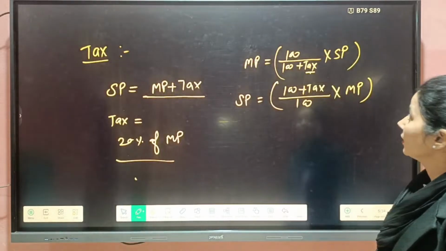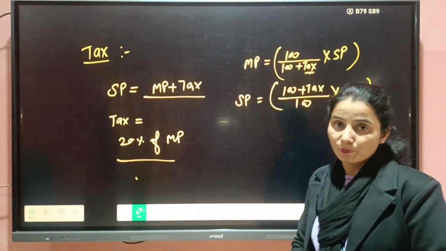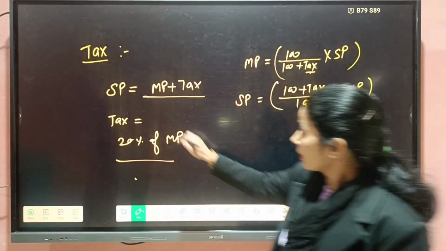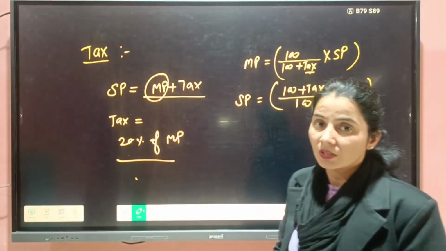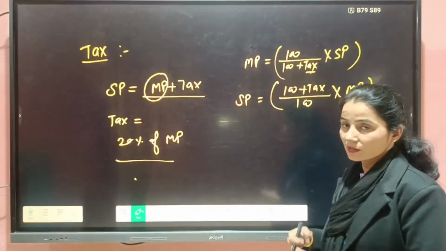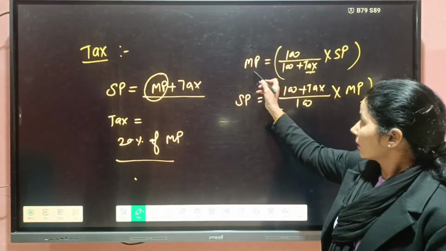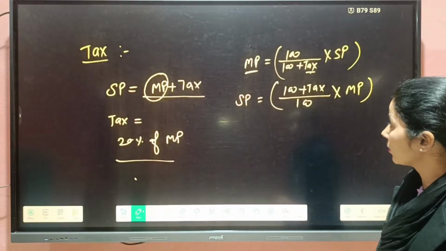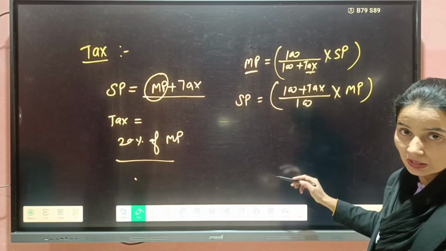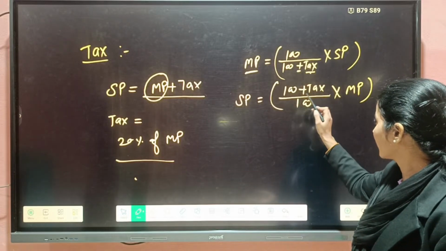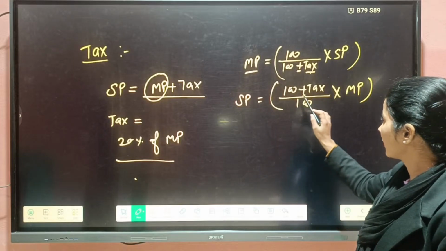Now, after that, we discussed tax. Tax is some additional charge that we have to pay along with our marked price. So this will always be added to your marked price; there is no reduction. It is an additional charge that you have to pay. If we have to find the marked price when tax is given, it will be 100 upon 100 plus tax into selling price, and selling price will be 100 plus tax by 100 into marked price.